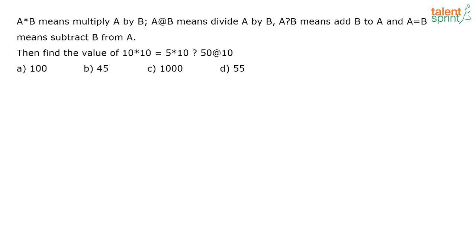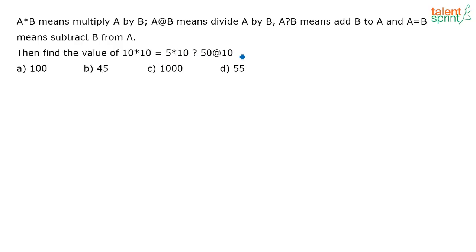So this question, again we have come to the question that was asked in the SSC CGL examination, 28/8/2016 set 2. A into B means multiply A by B. A ampersand B means divide A by B. A question mark B means add B to A, and A equal to B means subtract B from A. Then find the value of this given set. 10 into 10 equal to 5 into 10 question mark.